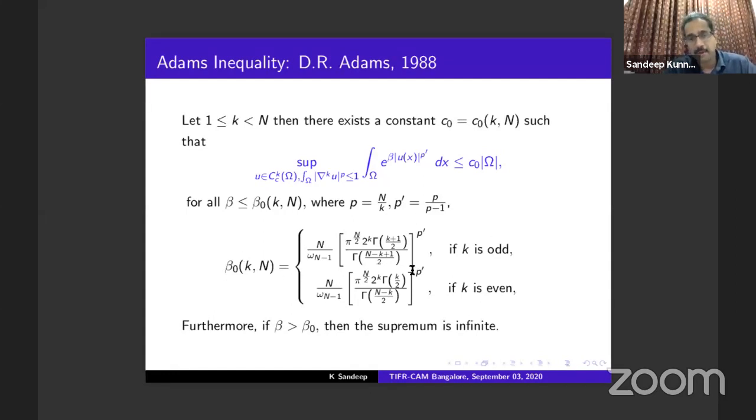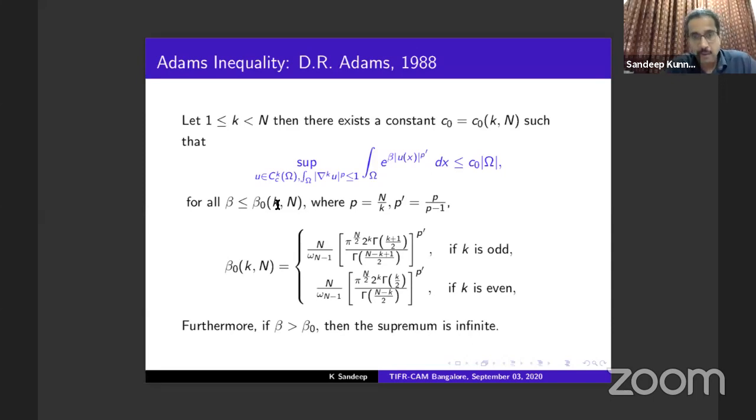I'm not expecting anybody to remember this, but in future, whenever I write this beta naught, please remember that it is the optimal constant in this Adams inequality. So I will just use the term beta naught kn in other contexts in future, and it means this constant. Okay. So again, here also like Moser-Trudinger, he has proved that when beta is strictly greater than beta naught, then the supremum is infinity. So in other words, this beta naught is the optimal constant.